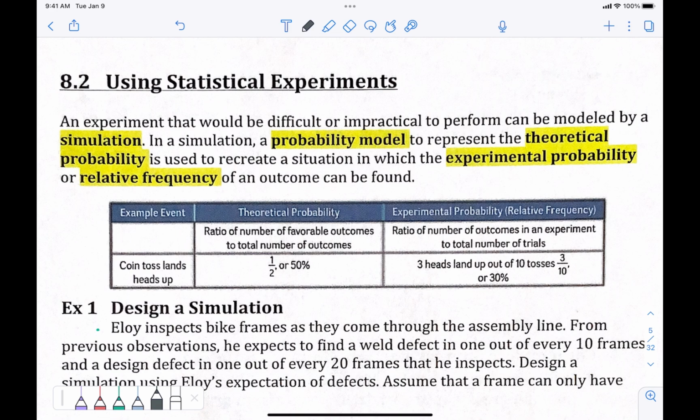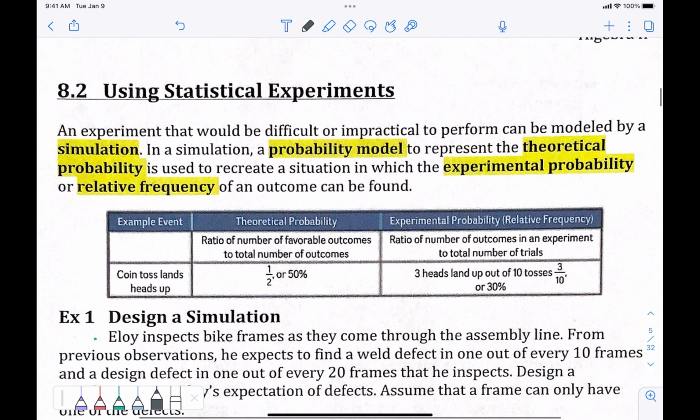So here's what we do. Sometimes in math, we do things to try to collect data without having actual data. And we do what's called a simulation. It says an experiment that would be difficult or even impractical to perform can be modeled by a simulation.